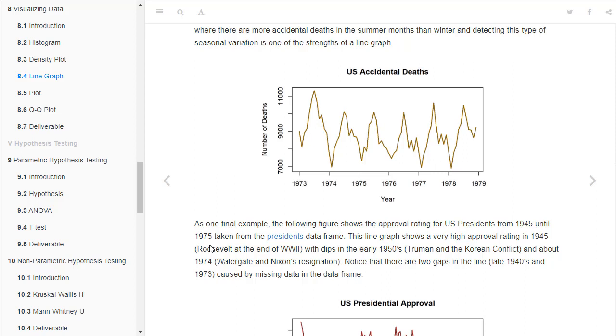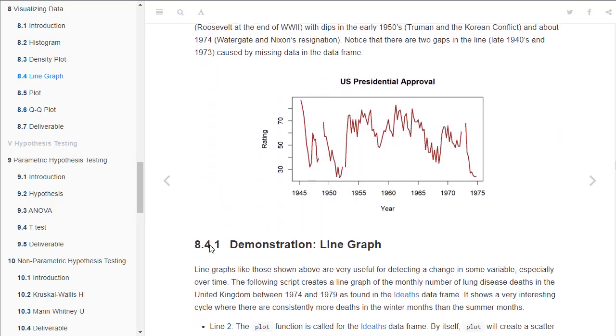I have here a graph that shows the accidental deaths in the United States over a period of time from about 1973 to 79. These were recorded each month, and you'll notice in the summer months that there's a spike, and in the winter months a trough. And we would expect that more people die accidentally in the summer than in the winter.